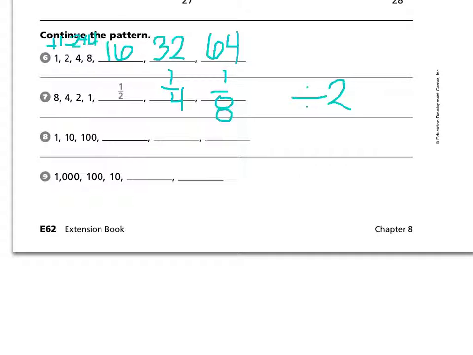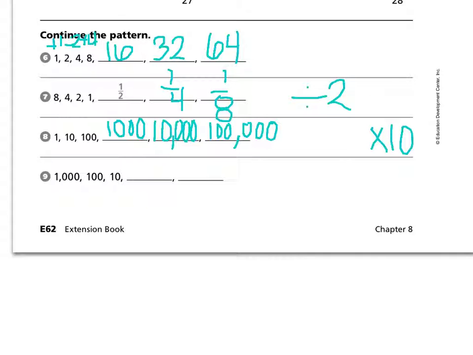Let's try multiplying. 1 to 10 would be times 10. 10 to 100 would be times 10. So my rule is going to be times 10. 100 times 10 is 1,000. 1,000 times 10 is 10,000. And 10,000 times 10 is 100,000. Remember, if you need to multiply it out to the side, that's fine.